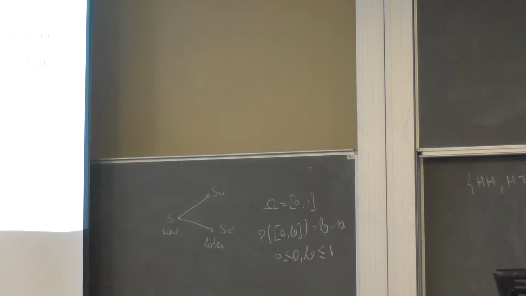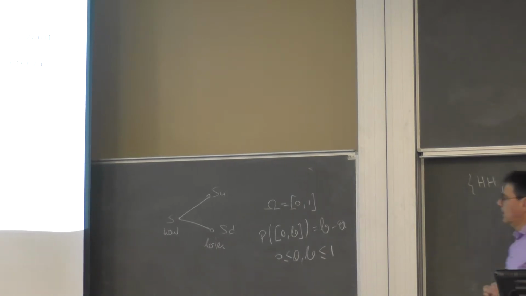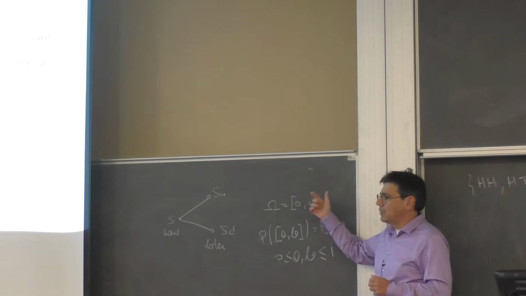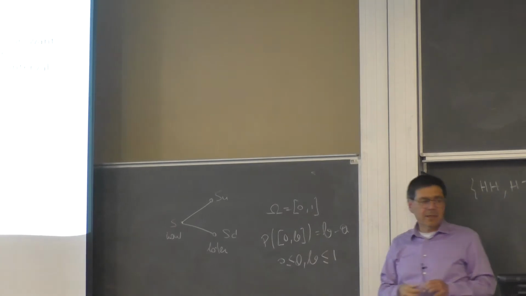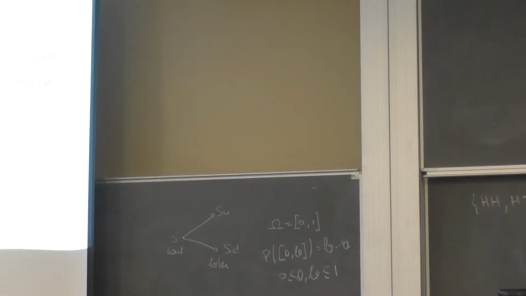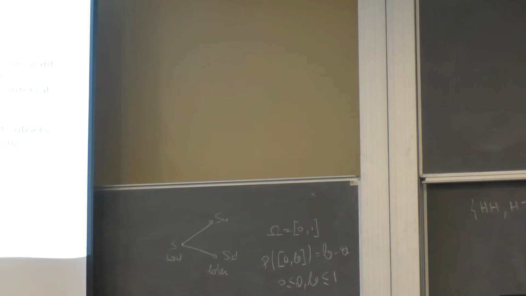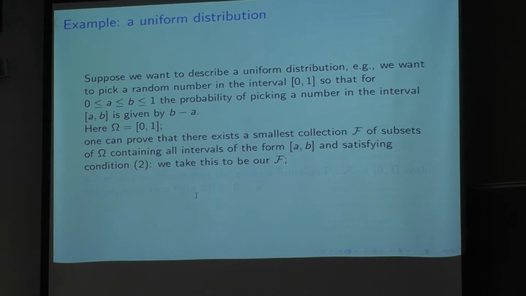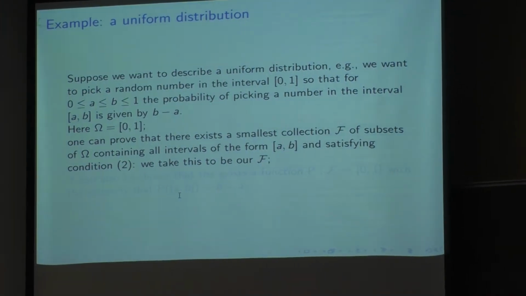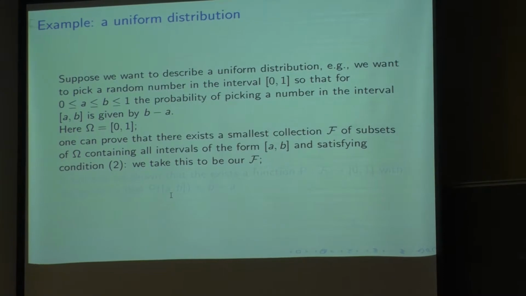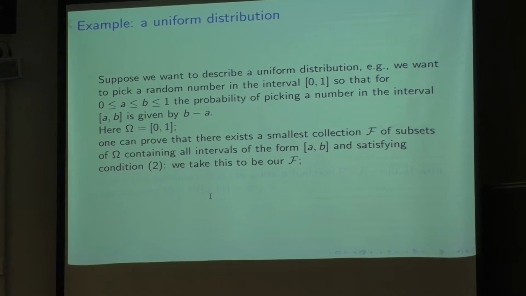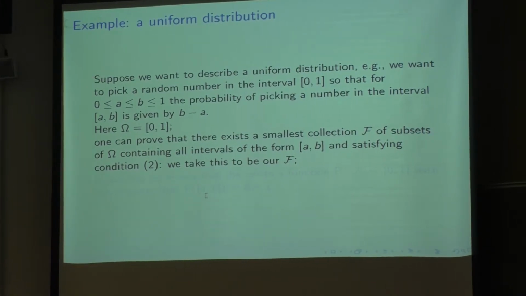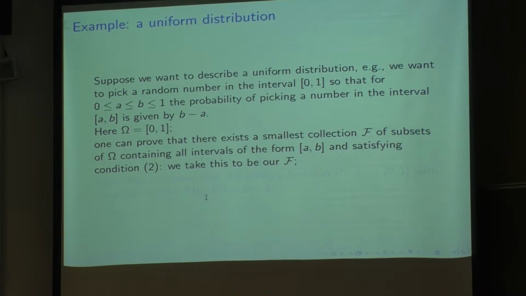And then how do you solve this problem? How do you come up with a probability on subsets of omega? So first you have to choose your collection of subsets of omega very carefully. And you can do that. There is a smallest F, the smallest collection of events, which contains all these intervals and which is closed under countable union and intersection.